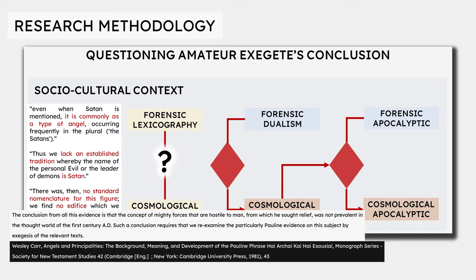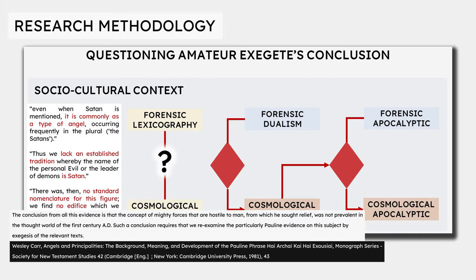We have clear evidence from the socio-historical context, then, that when we read these words in the New Testament, we can't simply assume they refer to supernatural evil beings. They may be referring to a human, or to an obedient angel of God acting as an adversary to humans, or even referring to evil in the abstract. All of these meanings are attested in the proximate Second Temple period literature. For the sake of consistency, I've called this forensic lexicography. Alternatively, these words may be referring to supernatural evil beings. Again, for the sake of consistency, I've called this cosmological lexicography.